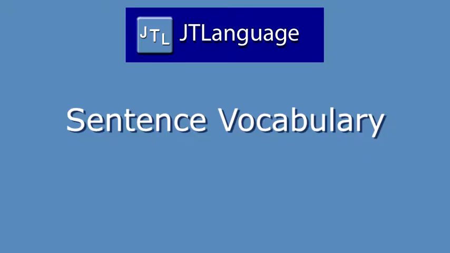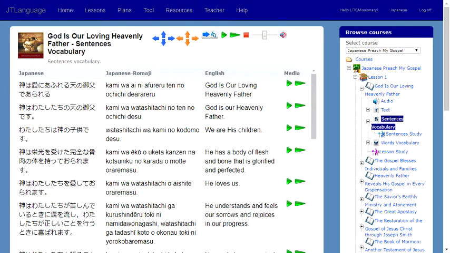Sentence vocabulary. Looking back at the tree control, we also find a sentence vocabulary study list content item next to the text study list we looked at before. Click on it to see its contents.